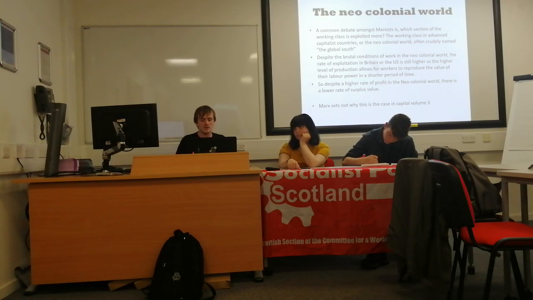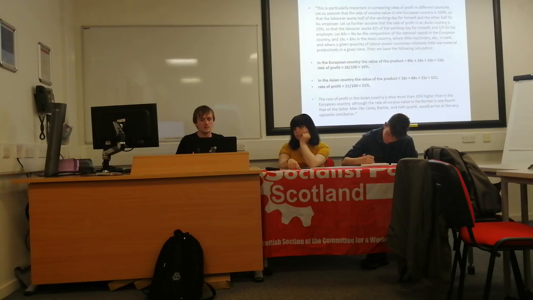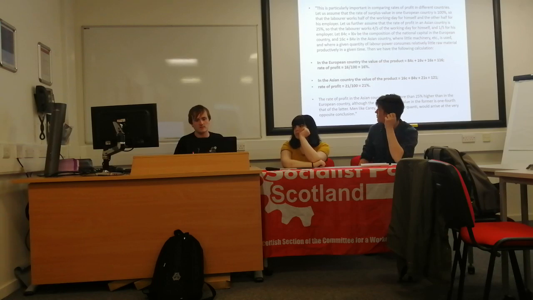Marx sets out why this is the case in Capital Volume 3, and this will be about the most technical I'll get before I start summing up. So this is the quote here. It's particularly important in comparing rates of profit in different countries. Let us assume that the rate of surplus value in one European country is 100%. So a labourer works half of the working day for himself and the other half for his employer. And like I said, that's pretty standard in a country like Britain. I think a worker in Britain produces about £52,000 per year on average and gets about £26,000 in terms of average wage as a skilled worker.